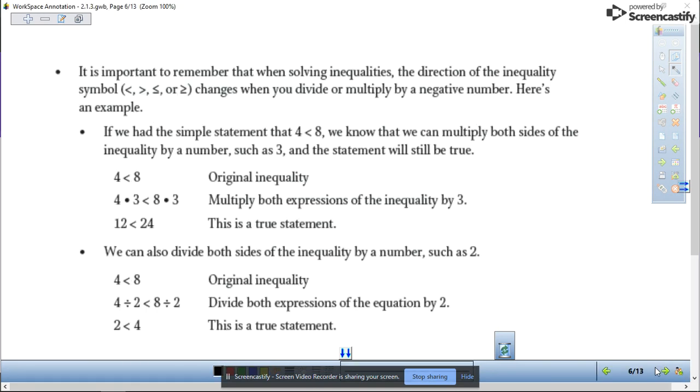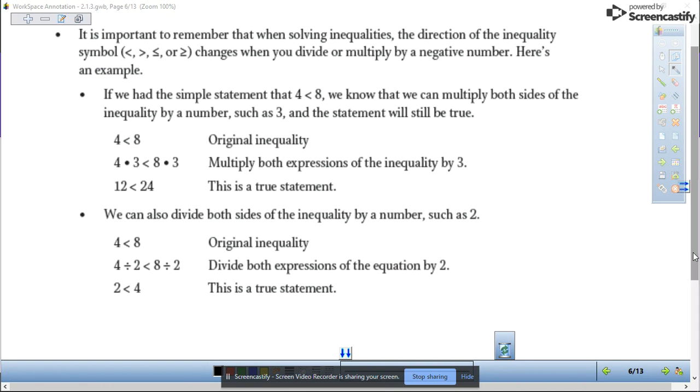Really what I want to focus on is this is the part that's different from equations. It's right here. It is important to remember that when you're solving an inequality, the direction of the inequality symbol, less than, greater than, less than or equal to, greater than or equal to, changes when you divide or multiply by a negative. Okay? So here's an example.